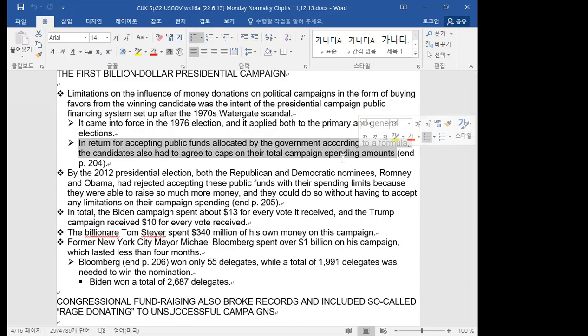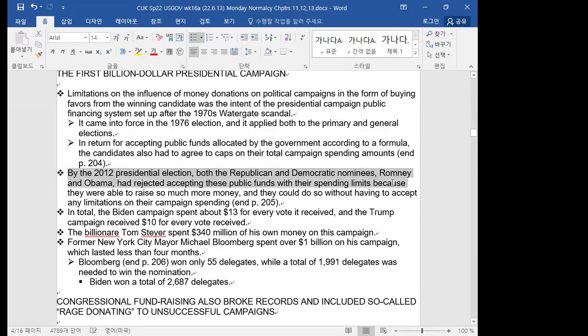In return for accepting that money, they have to refuse or limit how much money they receive from other private donors. And Barack Obama was one of the first to refuse to accept that U.S. federal government campaign money because he would get a lot more money from private donors, unrestricted private donations. So by the 2012 presidential election, both the Republican and Democratic nominees, Romney and Obama, had rejected accepting these public funds with their spending limits because they were able to raise so much more money and could do so without having to accept any limitations on campaign spending.